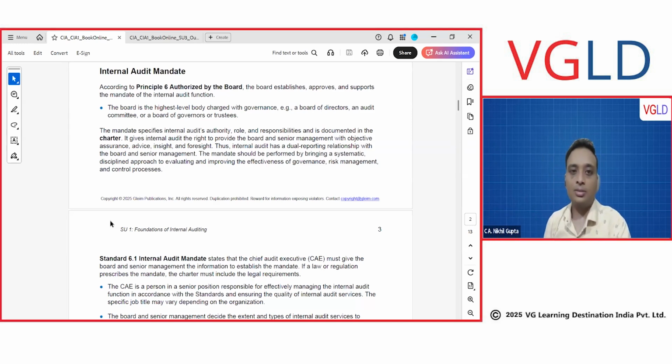This is another part. Part 2 of the CIA covers internal audit functions as well. I believe the part. So it's the primary responsibility of the board to allow the internal audit function to happen. So there is an agreement, a consensus between internal auditors and the board of directors and the TCWGs. How do they mandate it? The mandate specifies internal audit's authority, that is, what the internal auditor is able to do, what his roles and responsibilities are, and it is documented in the charter.